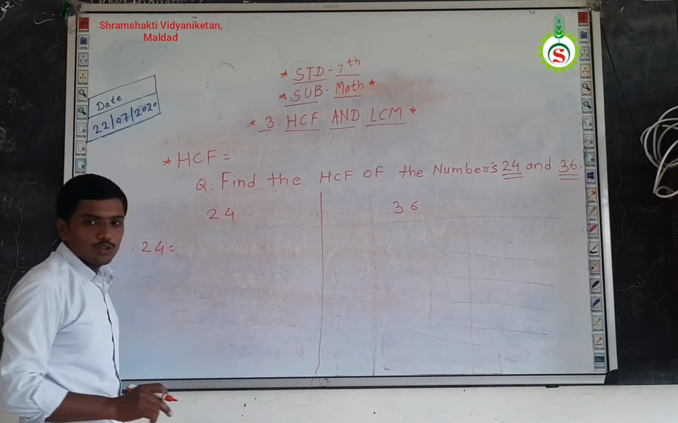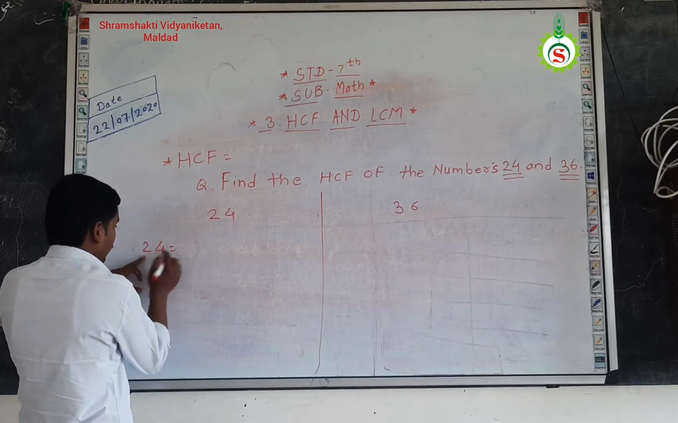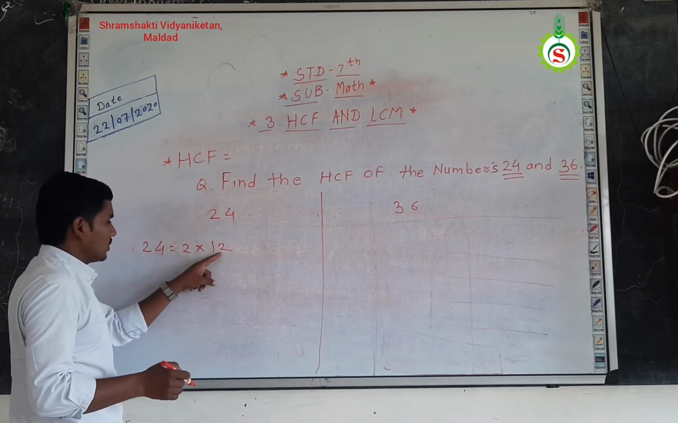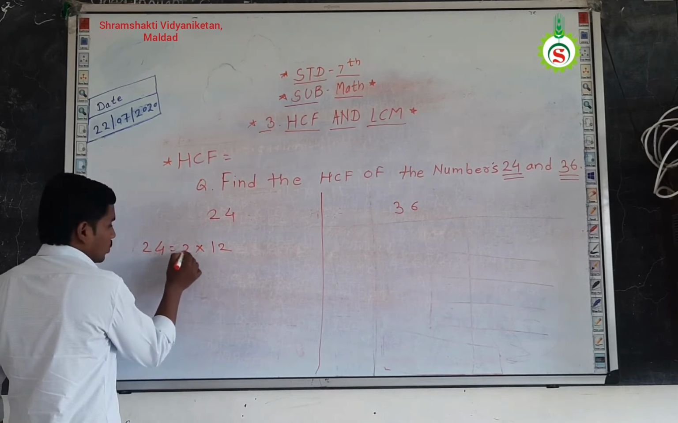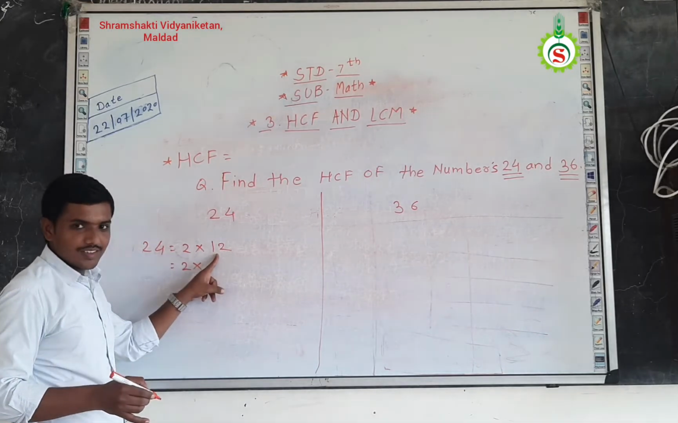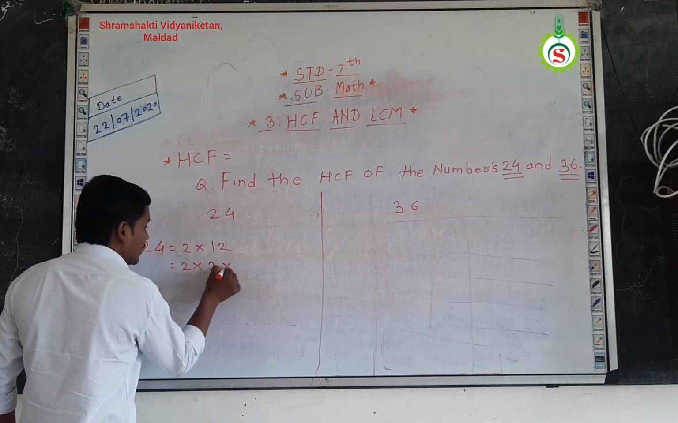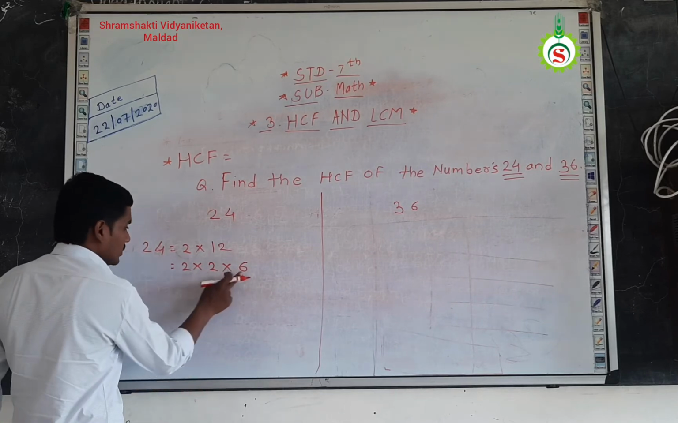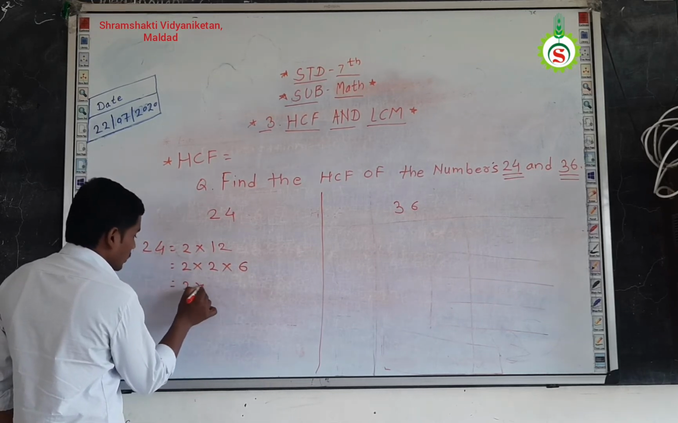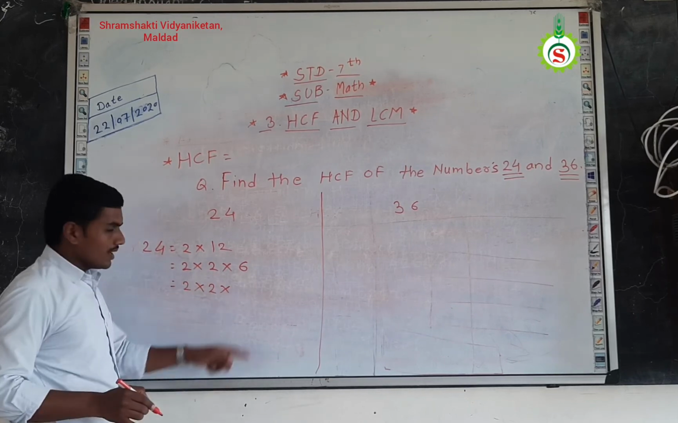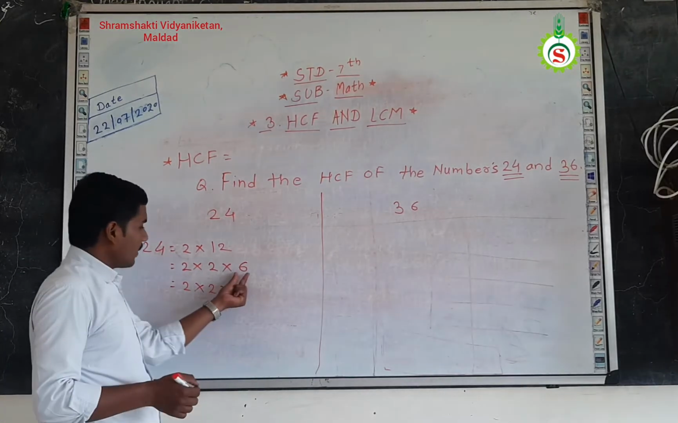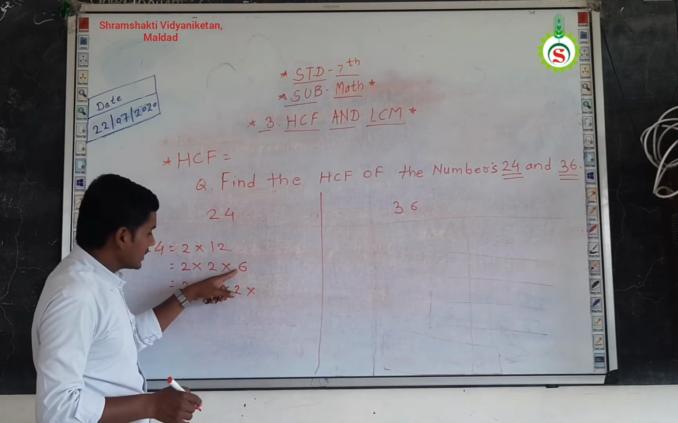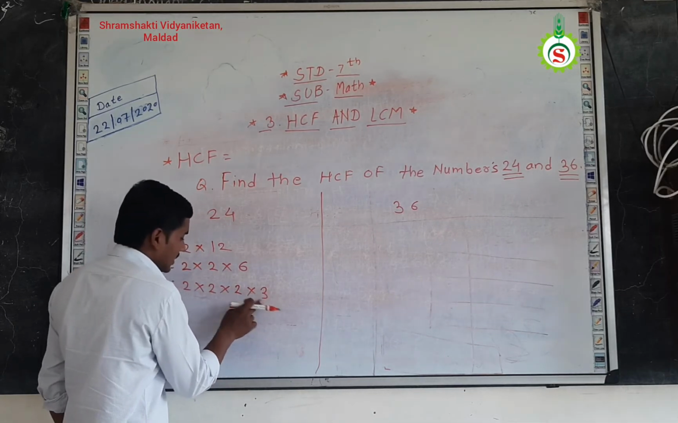Now for 24, if I want to find the factors, I will start from 2. 24 is divisible by 2. If I divide 24 by 2, the answer will be 12, because 12 twos are 24. Now that 12 is again divisible by 2. If I divide 12 by 2, the answer is 6, because 6 twos are 12. Then 6 is again divisible by 2. If I divide 6 by 2, the answer is 3, because 3 twos are 6.